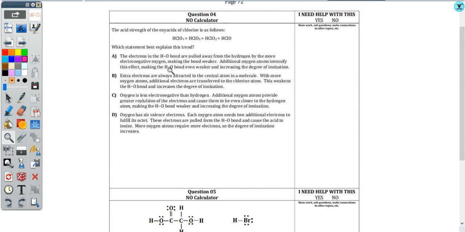All right, next we have question 4. It says the acid strength of the oxyacids of chlorine is as follows.